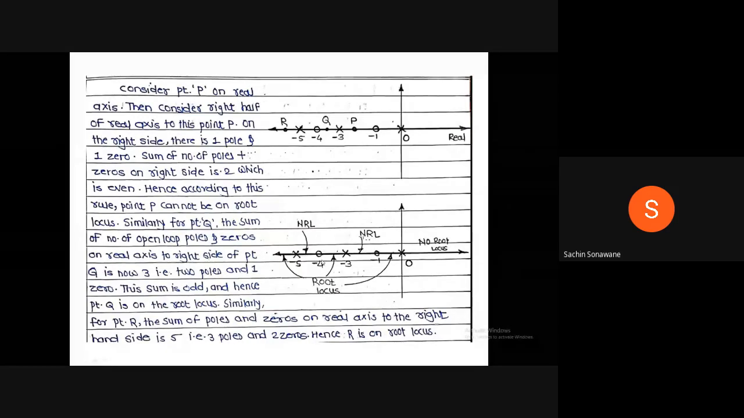Towards the right side of minus 4, what is the addition of poles plus zeros? Poles plus zeros, 3 are there: 1, 2, 3. Therefore, between minus 4 and minus 3, root locus region exists.